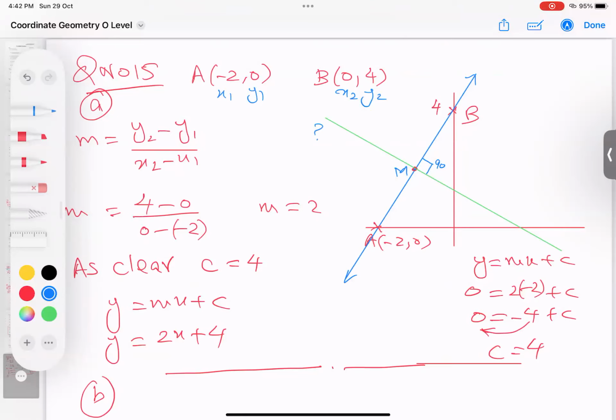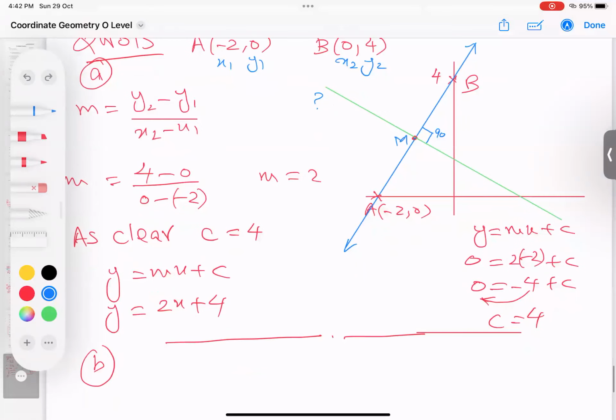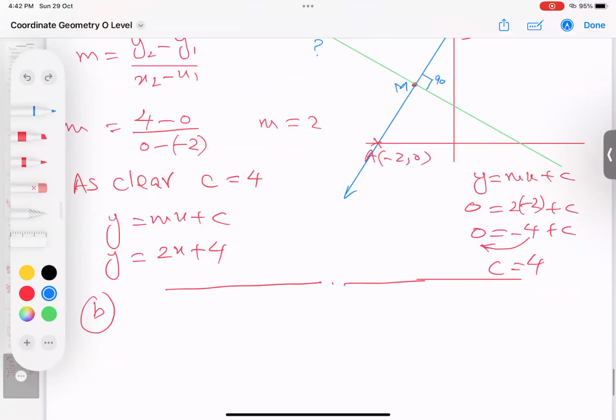And why is it called a perpendicular bisector? Because this gap and this gap are equal. That is called bisector. And why is it called perpendicular? Because of 90 degrees. So first of all, you should be familiar: if the blue line gradient is 2, then the green line gradient will be the negative reciprocal. Look, I'll show you.